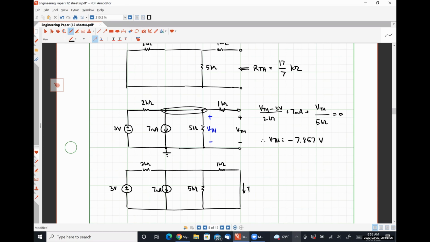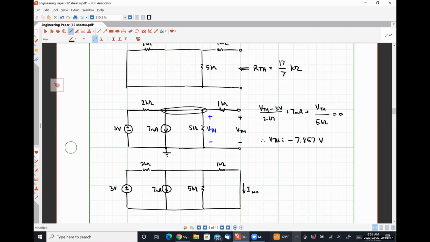Which will be analyzing this circuit for this quantity I Norton, where I've simply shorted out the terminals and I'm measuring the current through that short circuit. So we'll analyze this one with mesh.